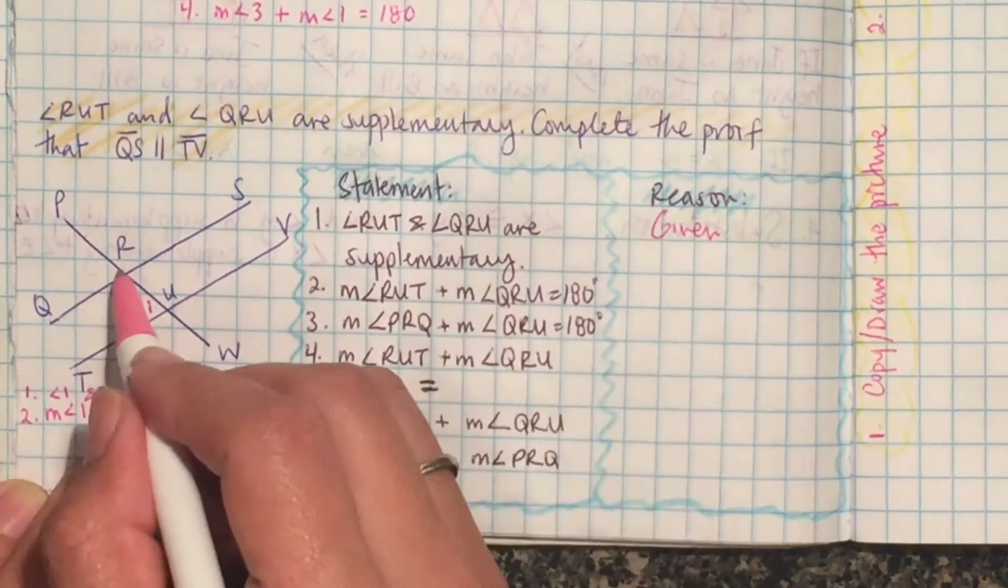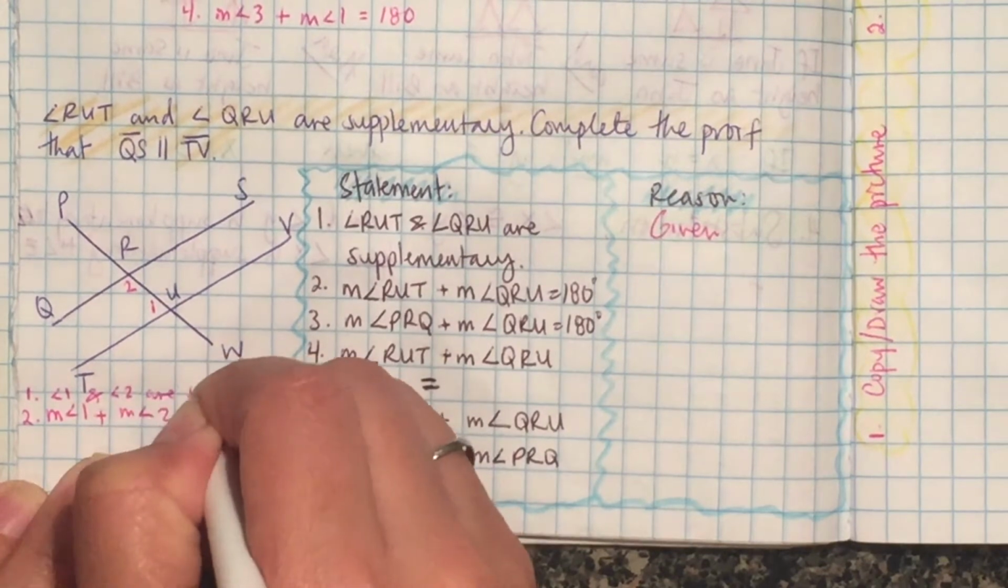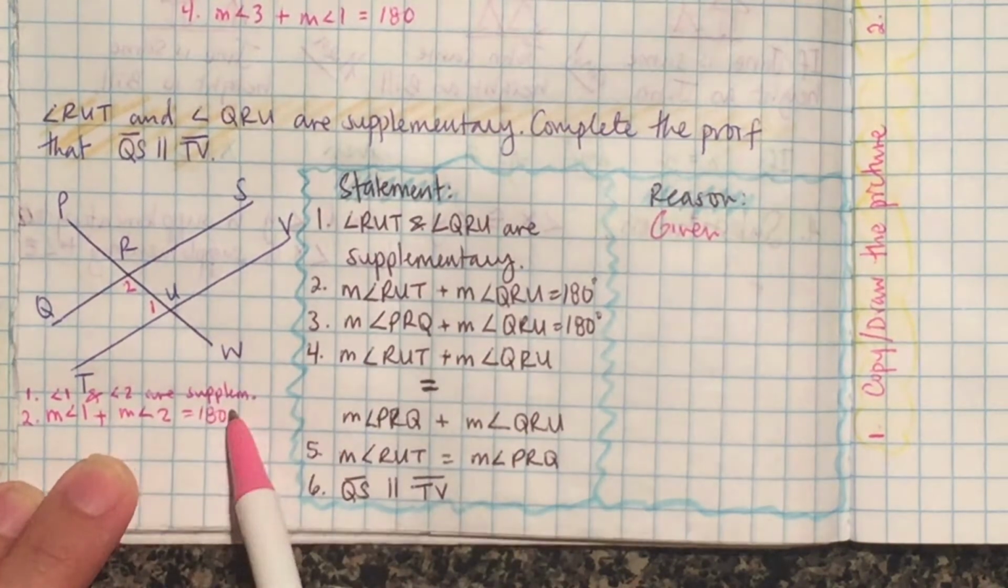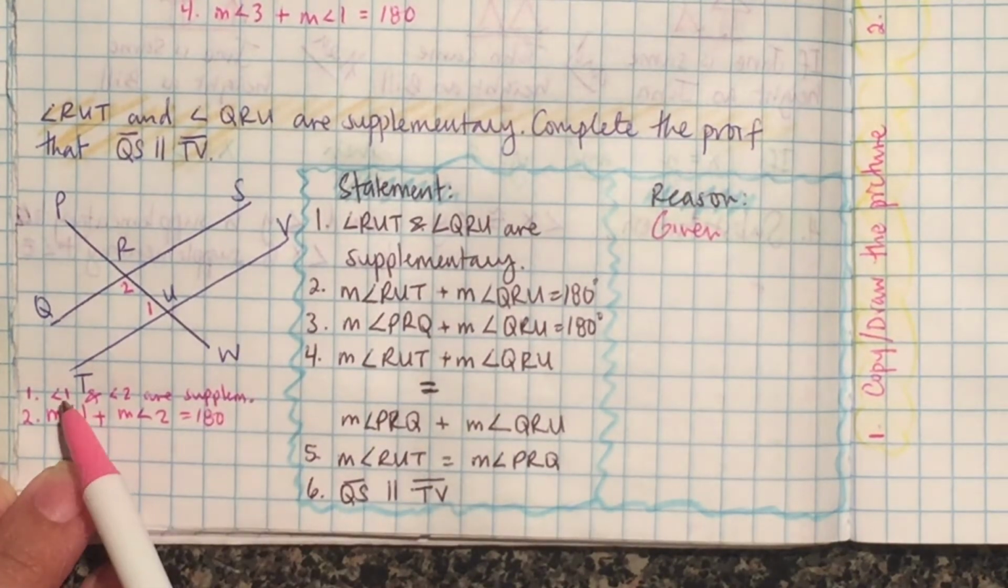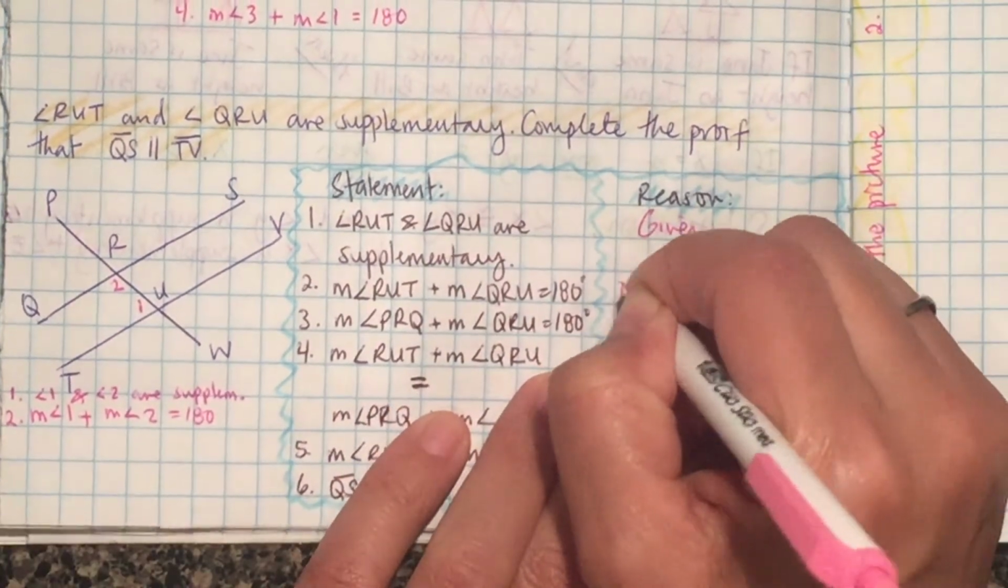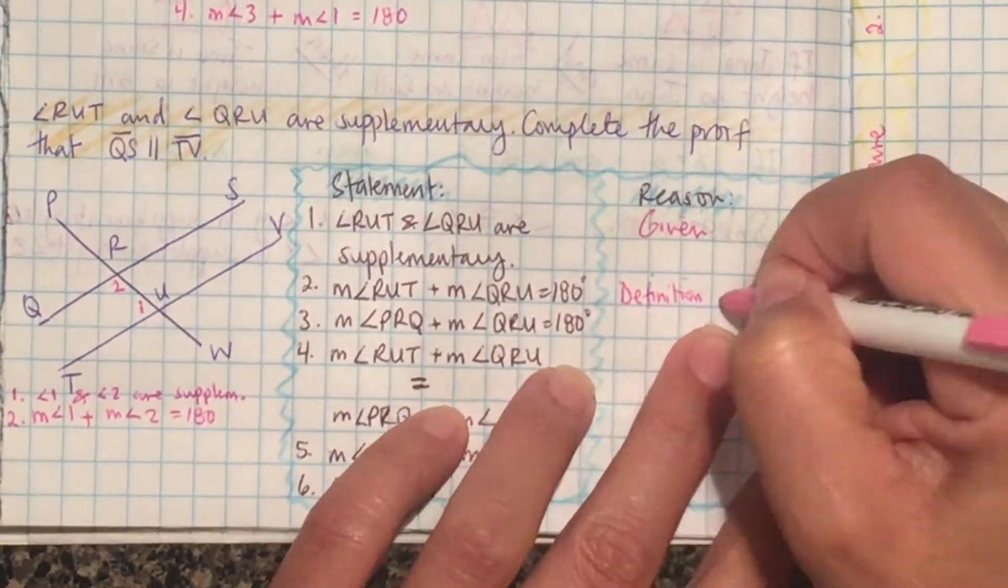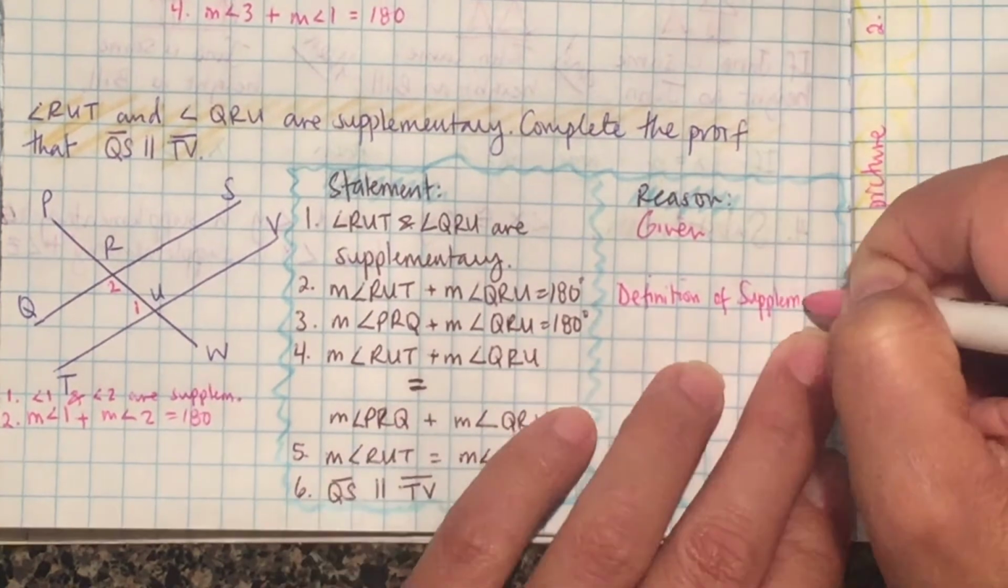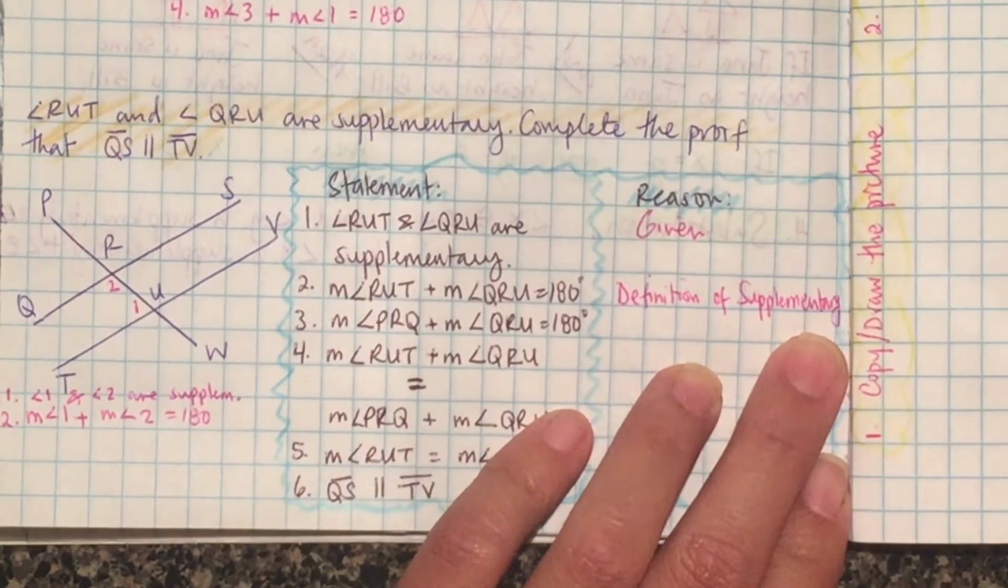This is a listening check. Color in angle 1 and 2 are supplementary, what I just wrote down. So if you tell me something is supplementary, what does that mean? It means when you add them together, they're going to equal 180. So it's the definition of supplementary. So again, proofs is just saying why.